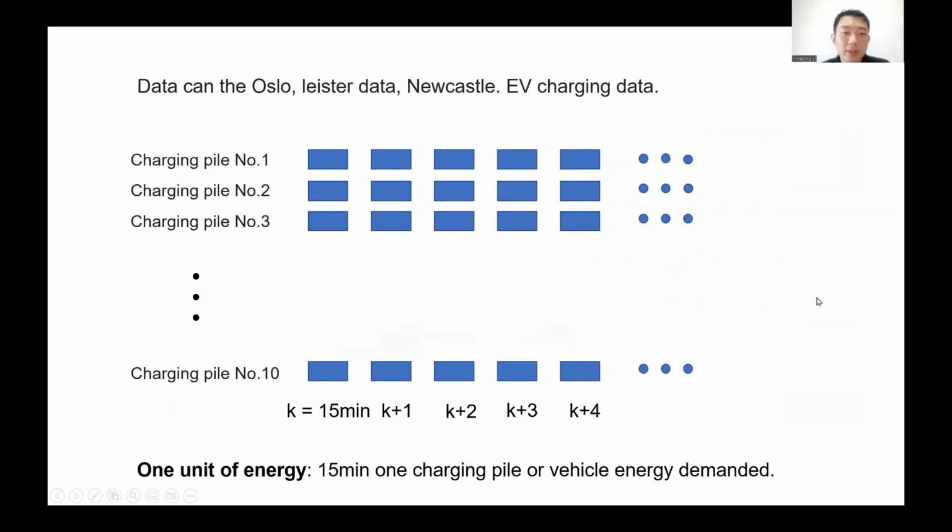So in my project, data can be from Oslo, Leicester, and Newcastle. Imagine that in our charge stations, we have 10 charging pairs. We separate that into one day, for example 24 hours. So we define that one unit of energy is 15 minutes for one charging pair or vehicle energy demanded. So for example, maybe one vehicle needs to charge for 45 minutes, then it needs 3 units of energy.